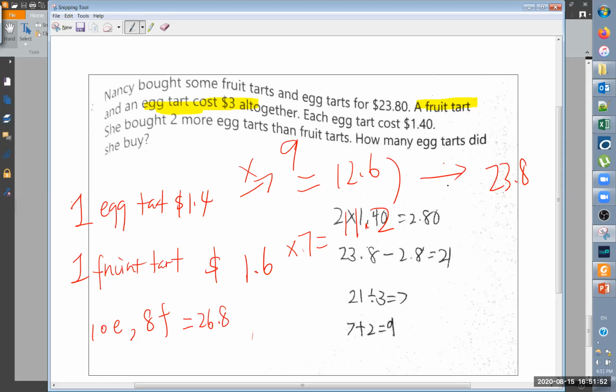This is called trial and error. Then you must be asking me why I try 10, why I don't try 5 at first. I mean, you might be wondering why I don't try 100. Why don't I try 100? 100 is too big. Why too big? How do you know it's too big? Because 100 times 1.4, you get how much?